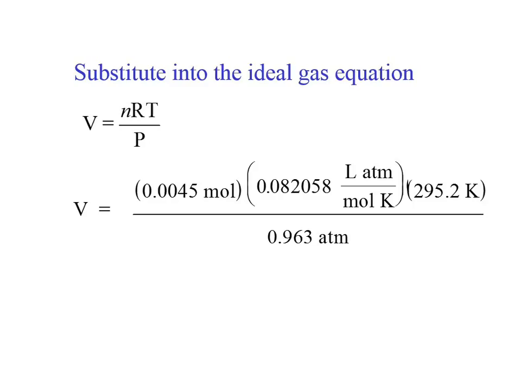Now unit-wise, our moles cancel, our kelvins cancel, atmospheres cancel, and we're left with units of liters, which is great for volume. Rounded to 2 significant figures, I get 0.11 liters. That's it.